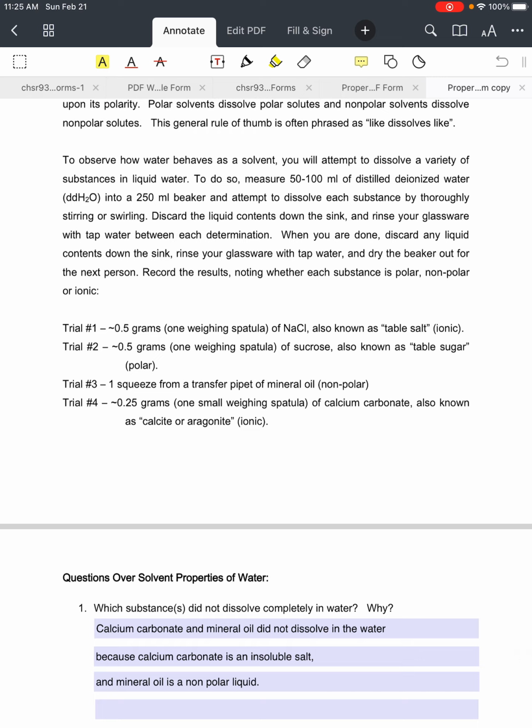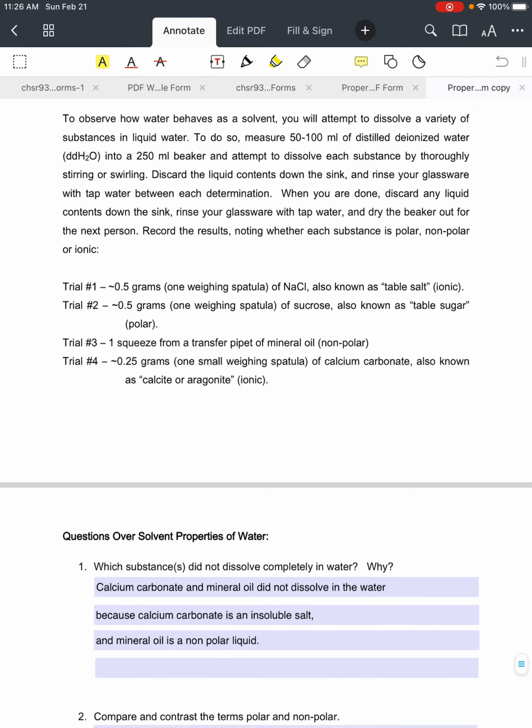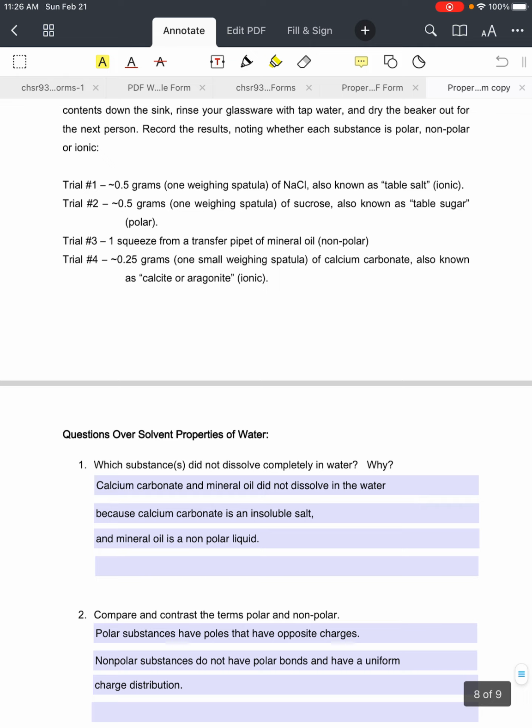Calcium carbonate and mineral oil did not dissolve because calcium carbonate forms an insoluble salt. Even though it is truly an ionic compound and when molten will conduct a current, it does not dissolve well in water. It will dissolve in acid, but not in water. Mineral oil is a non-polar liquid. You might as well be adding vegetable oil or motor oil or gasoline. It floated on top and it did not dissolve because it's non-polar. You need a non-polar solvent to dissolve it.